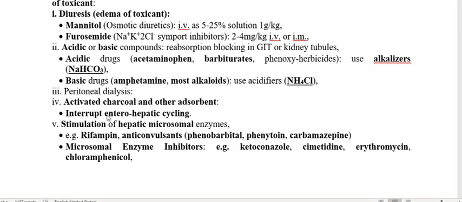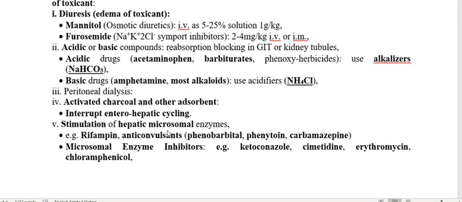Then you have to go through adsorption therapy like activated charcoal. Then peritoneal dialysis, so that the toxicant is removed through the peritoneum. The most important are three only: number one, number two, and number four and number five. In number five, it is only increasing or slowing the action of metabolizing hepatic microsomal enzymes.